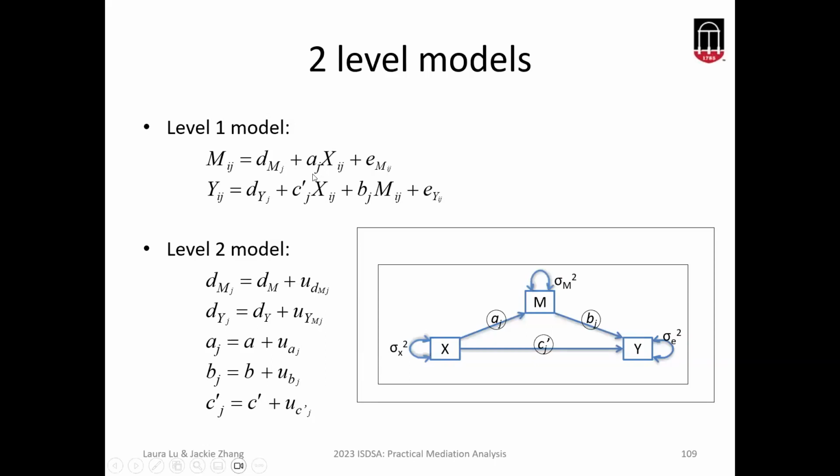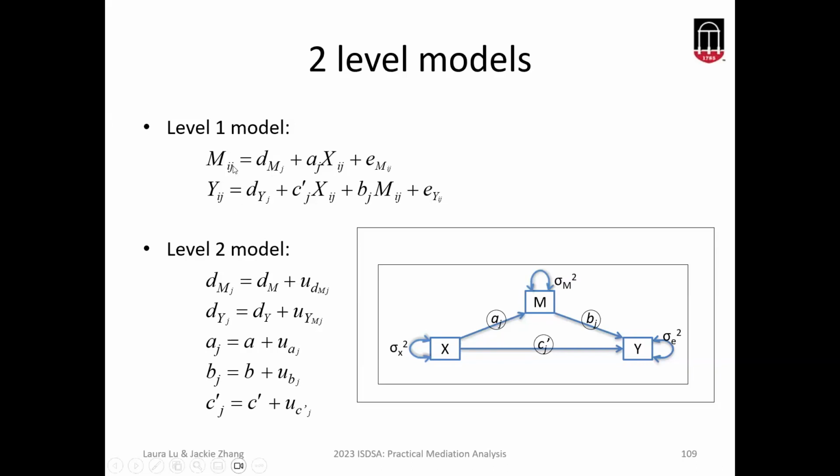So we have two levels of equation. Level 1 equations, just like the previous traditional mediation. We have M, which comes from the intercept and the influence of X. All of these variables look quite similar to the previous syntax, but we do have a J variable. So I and J. I is for individuals at level 1. J is for level 2 units. And we have IJ, and we have the mean for J.